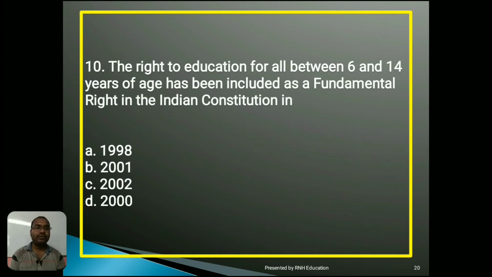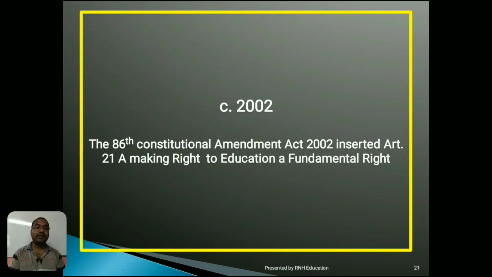And the next question that is number 10. The right to education for all between 6 and 14 years of age has been included as a fundamental right in the Indian Constitution in, options are A, 1998, B, 2001, C, 2002, and D, 2000. Now see the answer. The answer is option C, that is 2002. The 86th Constitutional Amendment Act 2002 inserted Article 21A, making right to education a fundamental right.